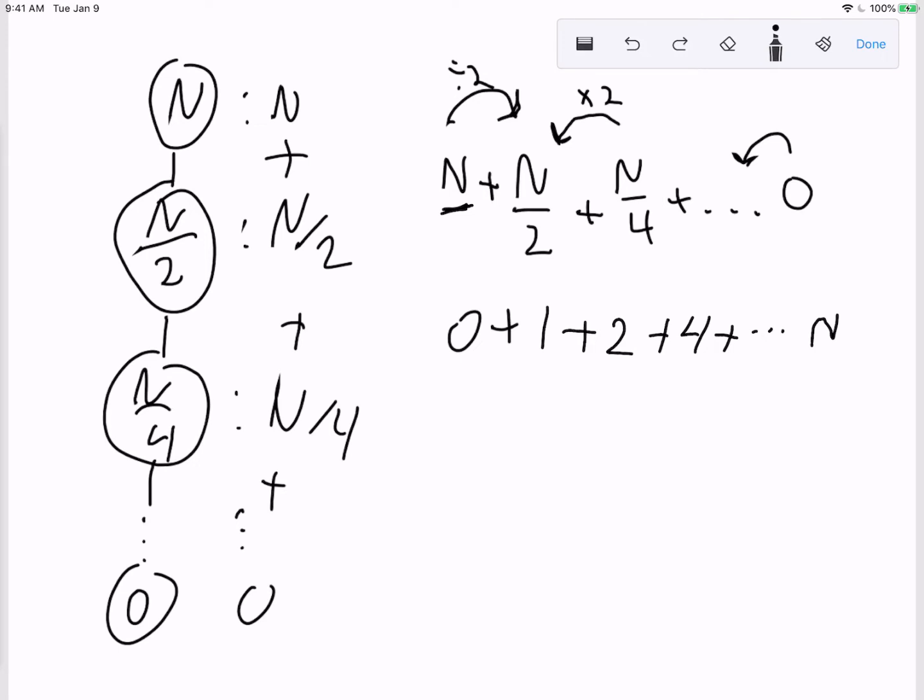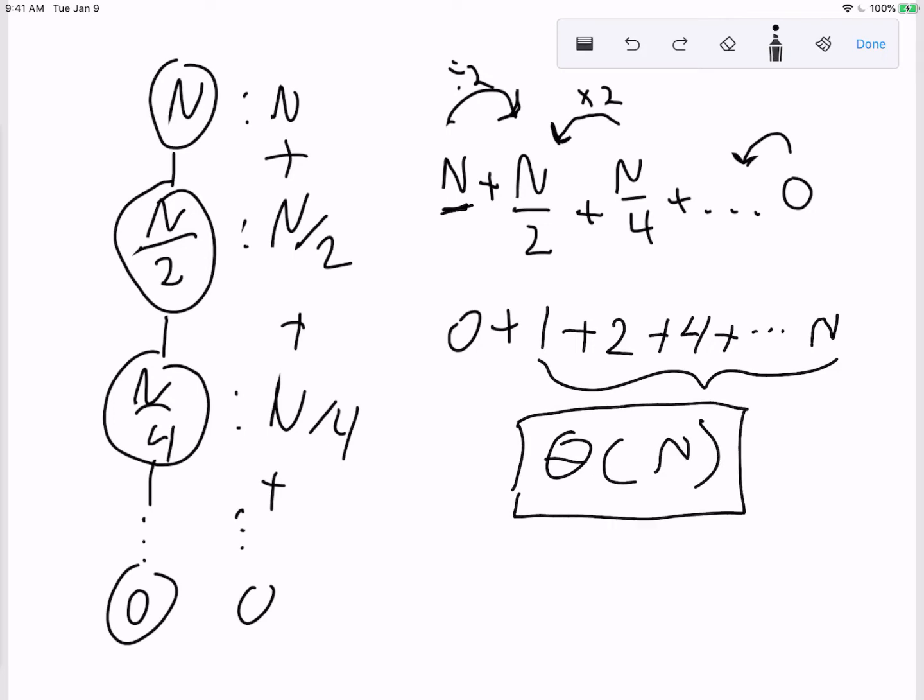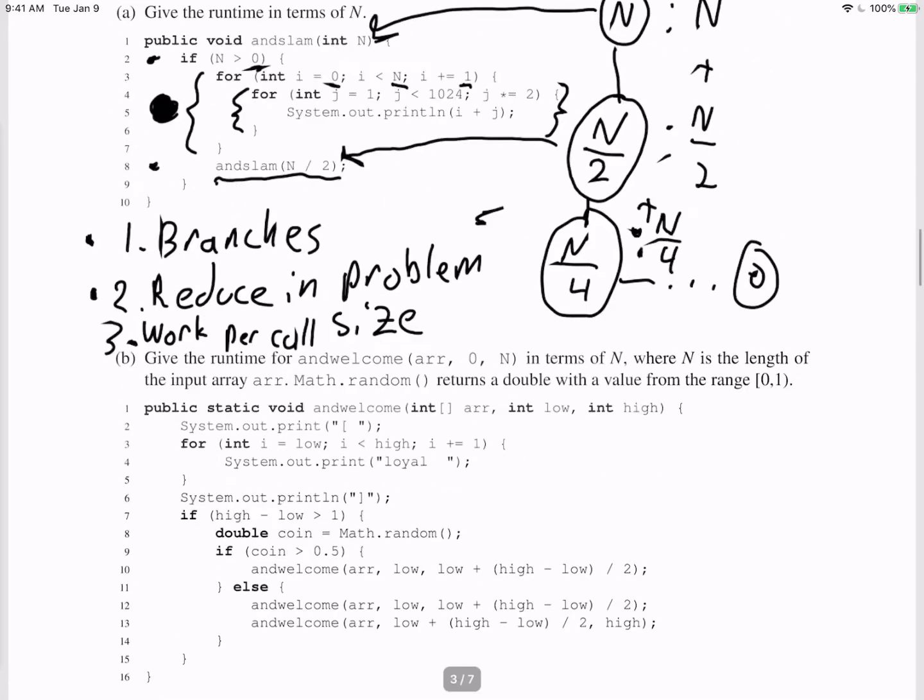And we know from earlier that this is just a geometric sum. So this is theta of, what's the last term? Just n. And that's it for that one. So let's go write that in.